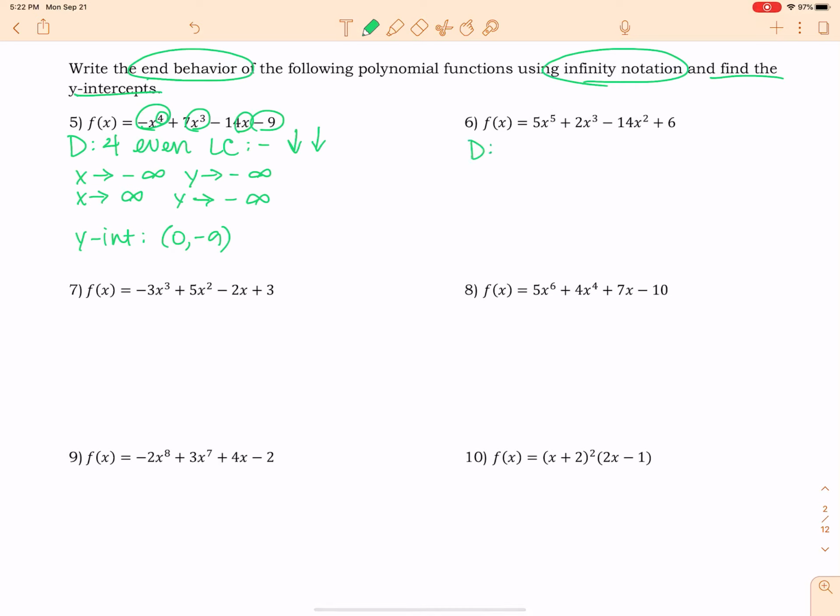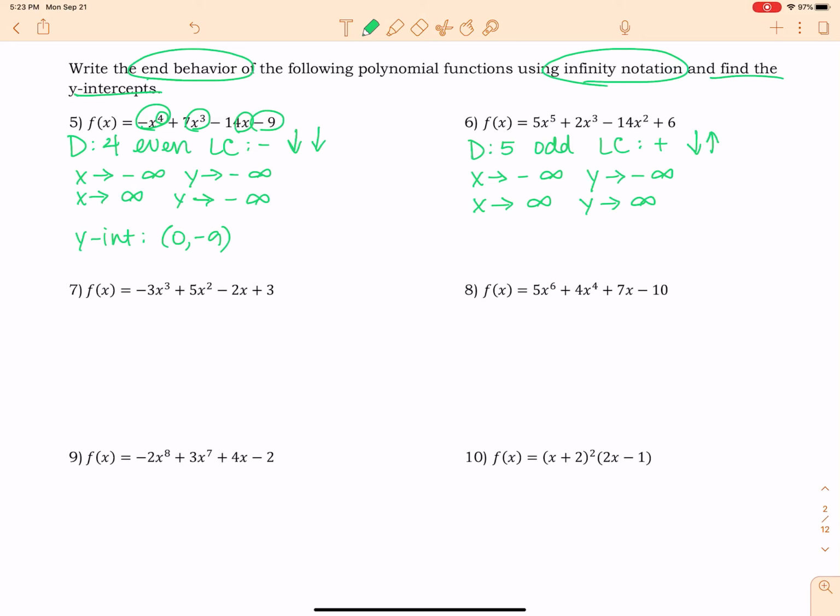My degree here is 5, so that's odd, and my leading coefficient is positive, so that means that my end behavior is down, up, and I'm just referring to the chart. Okay, so that means that as x approaches negative infinity, y approaches negative infinity, and as x approaches positive infinity, y approaches positive infinity.